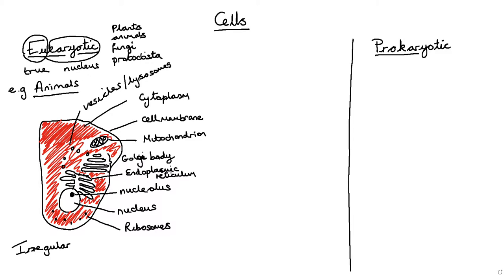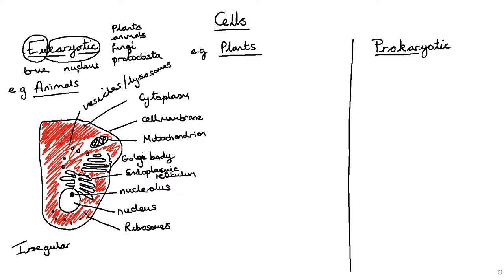Today we're going to have a look at another type of eukaryotic cell. We're going to be having a look at the plant cells. So if you'd like some information about animal cells, please do have a look at my video on animal cell structure. So plants are another type of eukaryotic cell. These are cells with a true nucleus. The word eu refers to true and the word karyon or karyotic refers to nucleus. So they have a true nucleus.